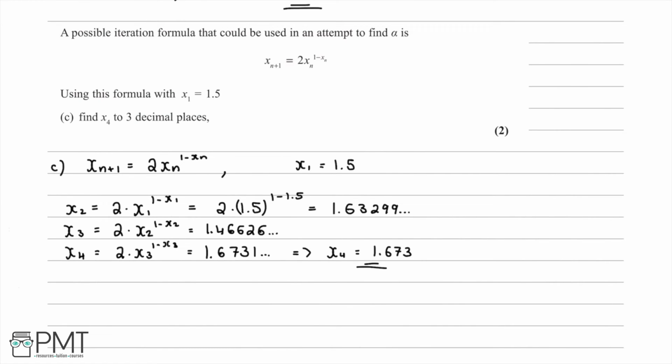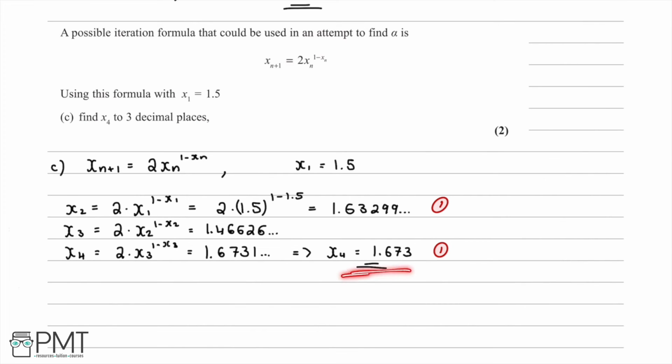This question was worth 2 marks, and we receive our first mark for getting to this stage here where we've calculated x2. So this is when we've used our initial value x1 and substituted it into the iteration formula that we're given, and then we receive the second mark for following through with these other values and concluding that x4 is equal to 1.673.